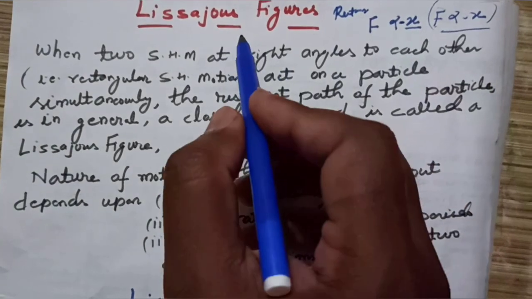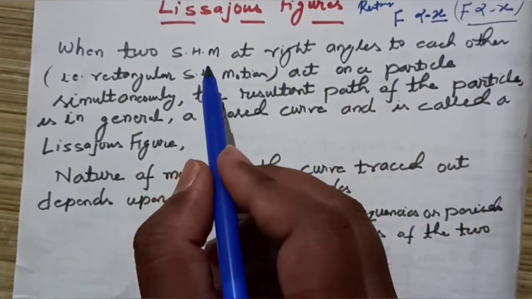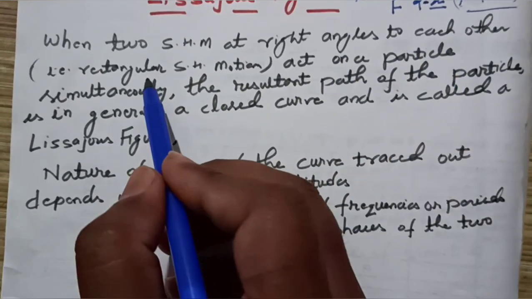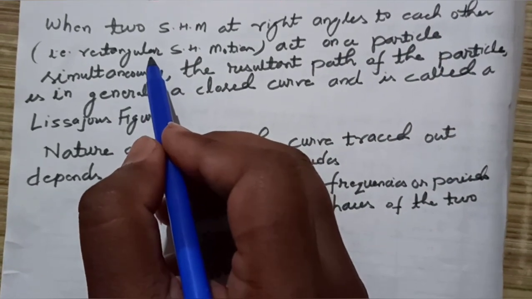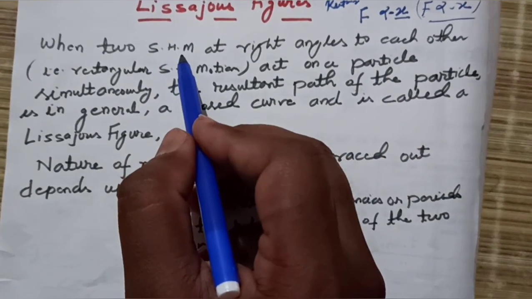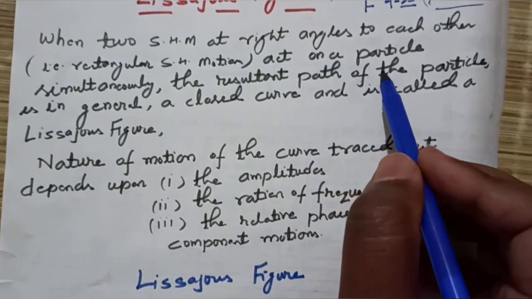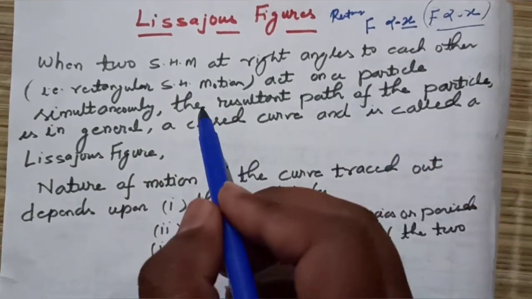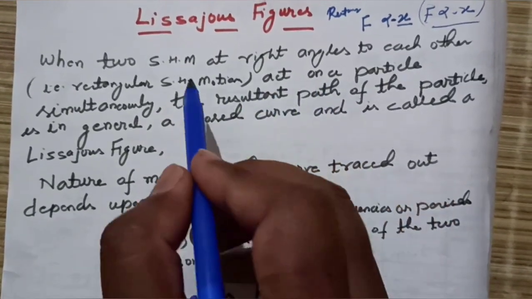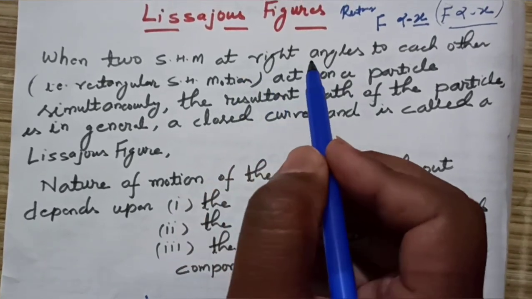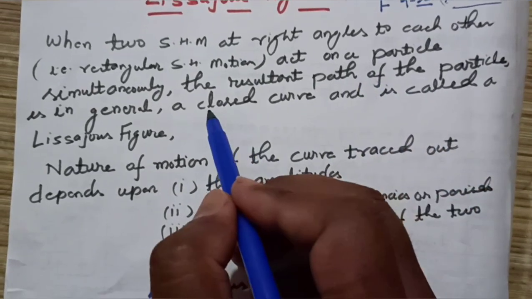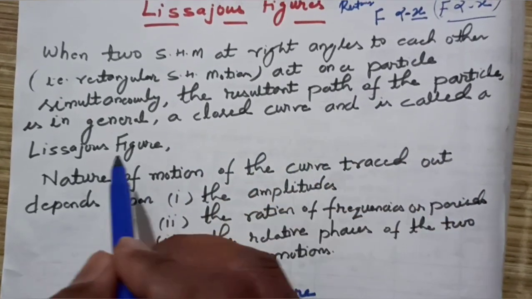Now, in Lissajous figures, we will have two simple harmonic motions at right angles to each other. You can generally call them rectangular simple harmonic motions. Suppose they are acting on a particle simultaneously. What will be the result? There should be a resultant path of the particle, and it can be a closed curve, and it is called the Lissajous figure.